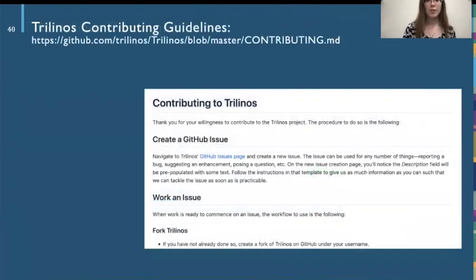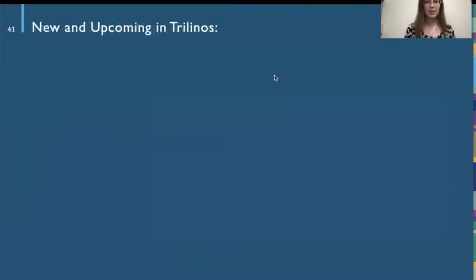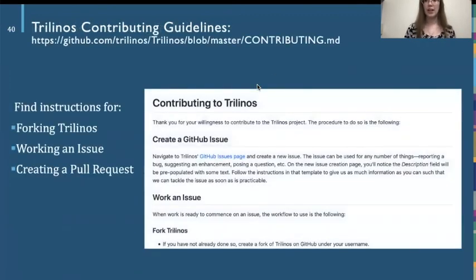To find instructions for contributing to Trilinos, see the contributing guidelines at this link. The contributing guidelines give you instructions for making your own fork of Trilinos, working an issue, creating a pull request, and there's further testing and approvals by the Trilinos code members. So if you are from outside the Trilinos organization, you can create a pull request with your suggested change. The pull request will go through automated testing. The pull request will need review from some of our local Trilinos developers. And if it gets approved, it'll be merged into the Trilinos code base.